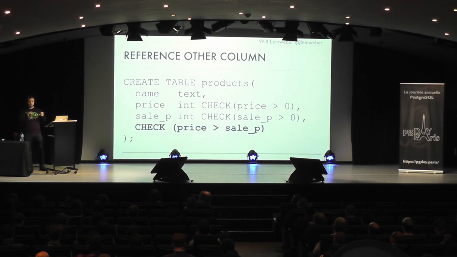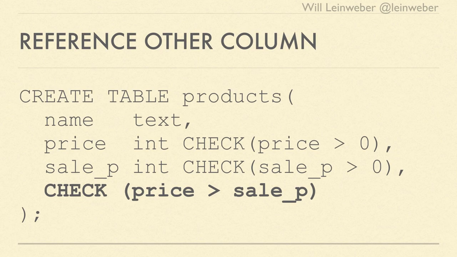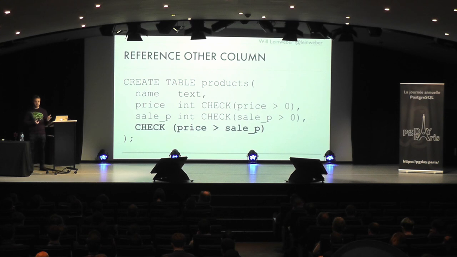You can also reference other columns. It doesn't have to be just with a static zero. This example actually comes from the Postgres documentation, where if you have a sale price and the price, you always want to make sure that the sale price is actually cheaper than the original price.